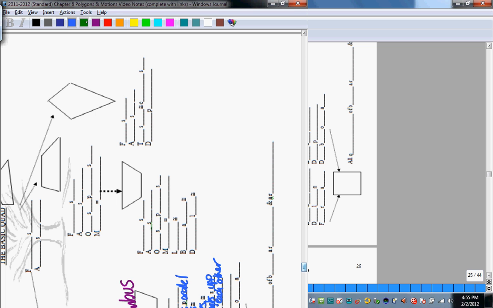Now, in addition, the rectangle has 2 additional qualities, which are the diagonal lengths congruent, and the fact that you have 4 right angles. Those are unique to a rectangle. Diagonal lengths congruent and 4 right angles.